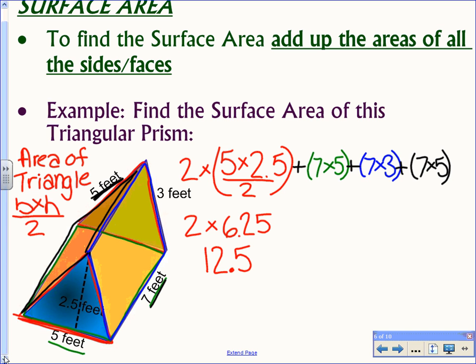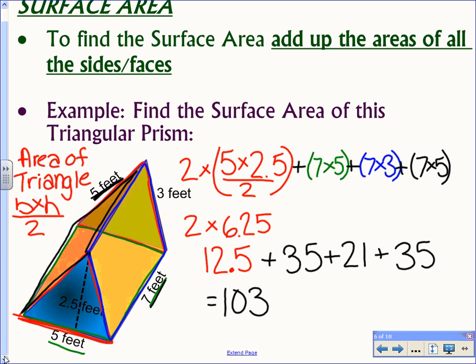So I know that the areas for the 2 triangles are 6.25, so I multiplied it by 2 and got 12.5. Then I'm going to add to that 7 times 5, which is 35, and 7 times 3, which is 21, and then 7 times 5 again, which is another 35, and 12.5 plus 35 plus 21 plus 35 is 103.5. So the surface area of this triangular prism is 103.5 feet squared.